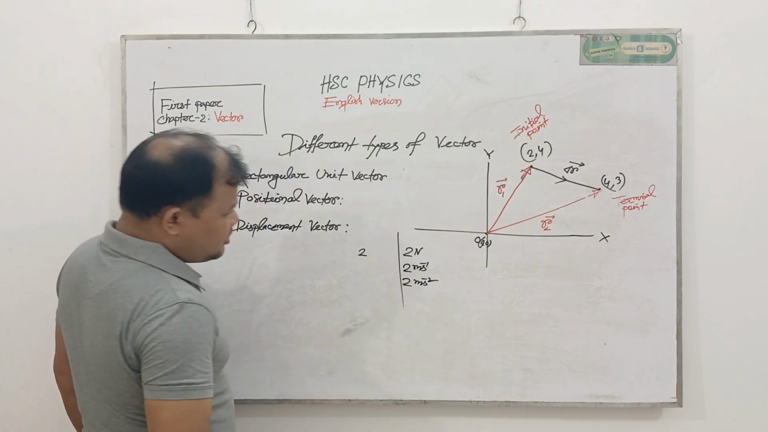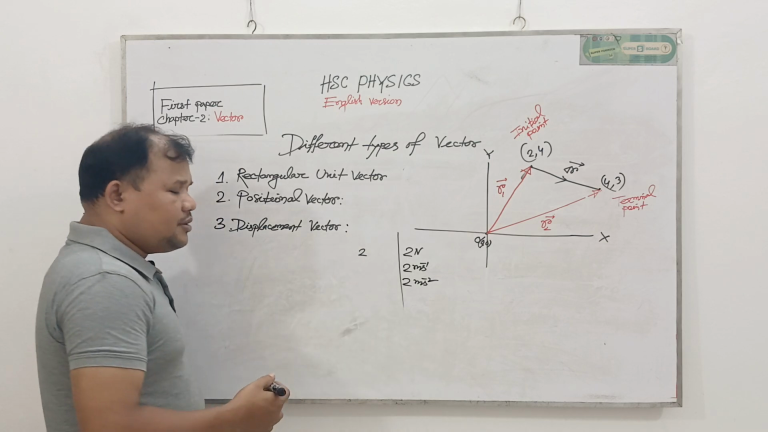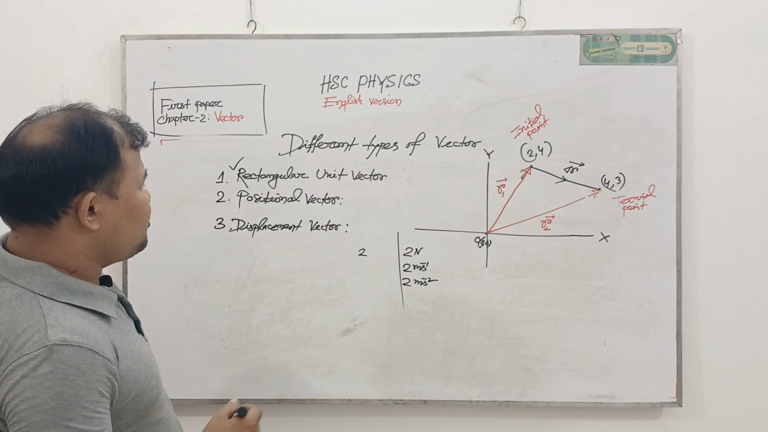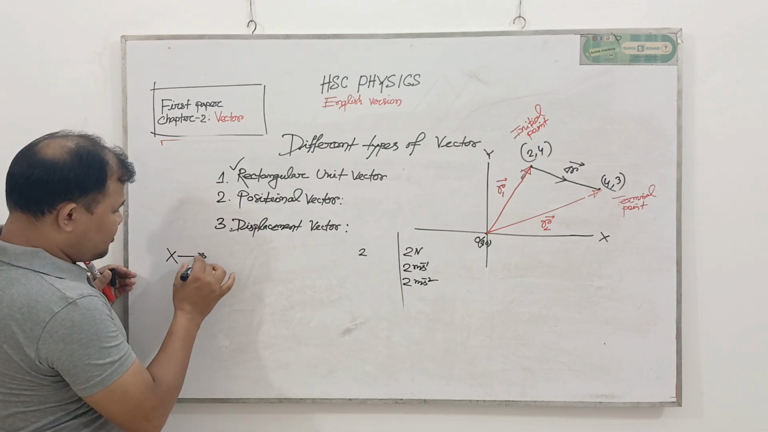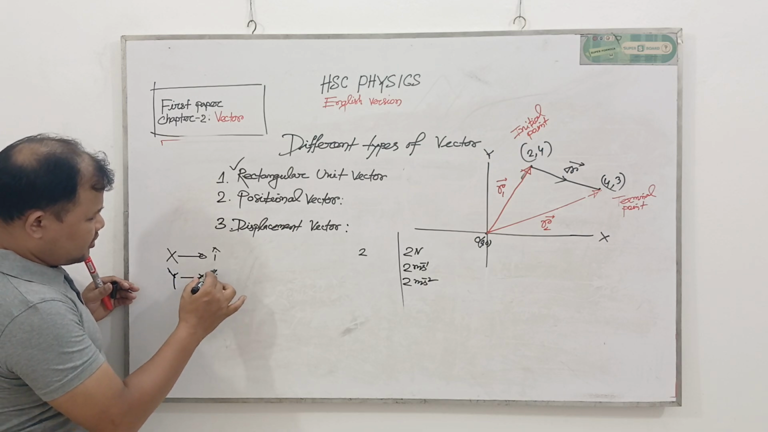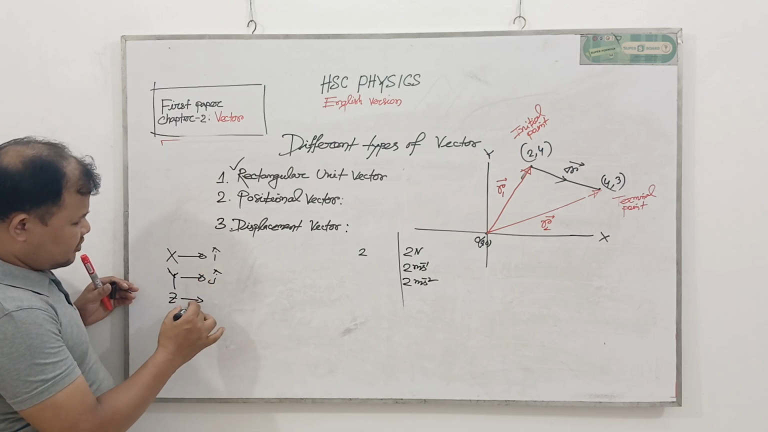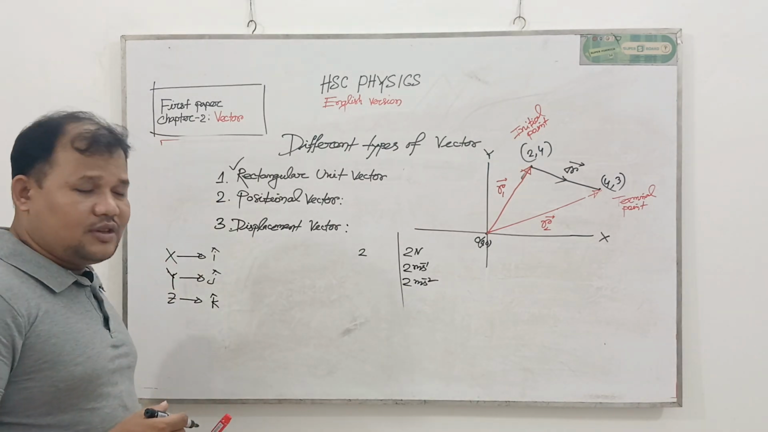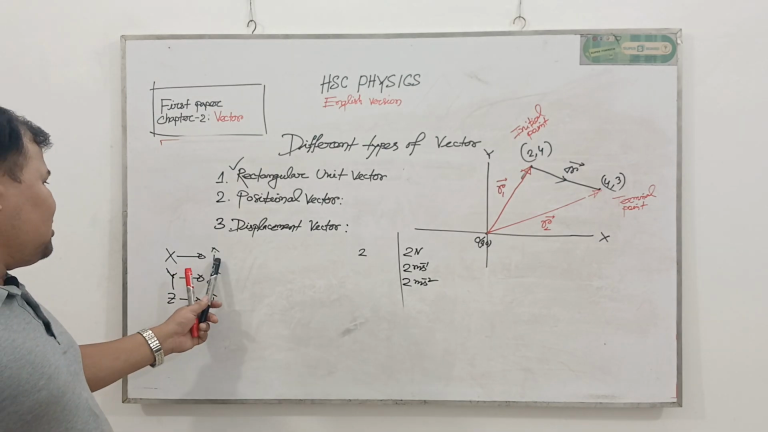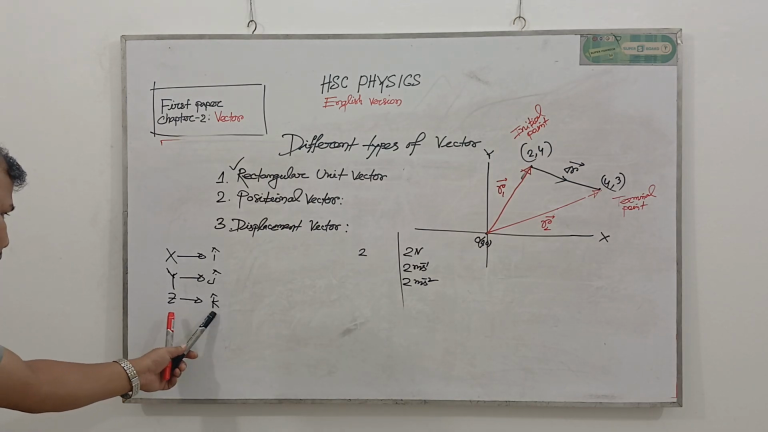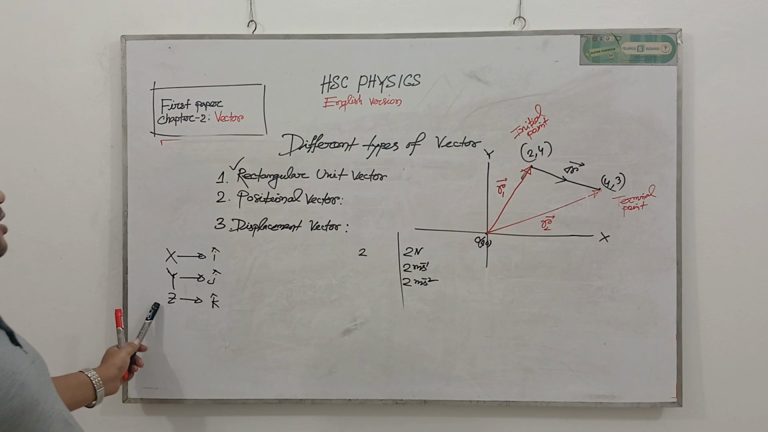In the same way, my dear student, if we use a unit vector. In our previous section we learned rectangular unit vectors. Along the positive side of the x-axis, we use the unit vector i cap. Along the positive side of the y-axis, we use the unit vector j cap. Along the positive side of the z-axis, we use the unit vector k cap. My dear student, these three unit vectors are very special. The direction of i cap will be the positive side of the x-axis, the direction of j cap will be the positive side of the y-axis, and the direction of k cap will be the positive side of the z-axis.